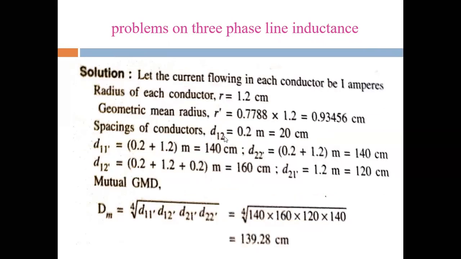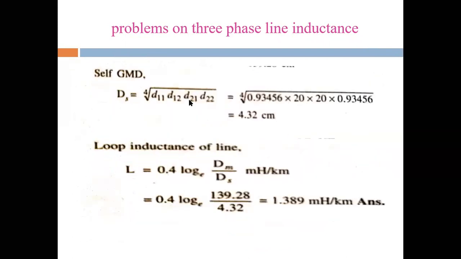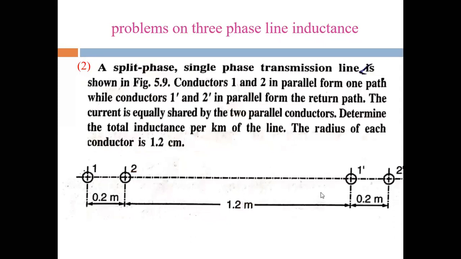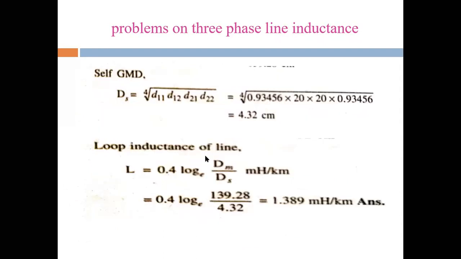Okay, what is the distance between D1 to 1 to 2? That is 20 centimeters. 20 centimeters into D 2 to 1. We observe in the diagram that 2 to 1 is 0.2, that means 20 centimeters. 20 centimeters into D22.